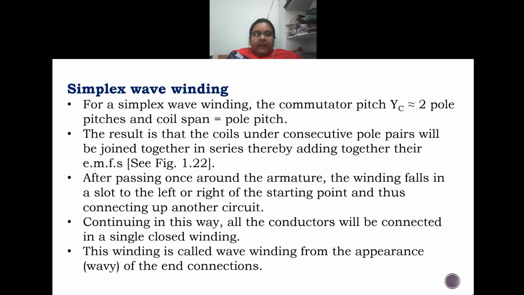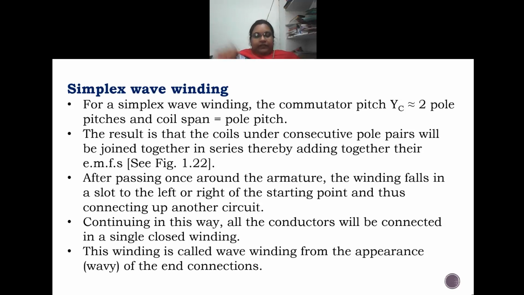After passing once around the armature, the winding falls in a slot to the left or right of the starting point and thus connects up to another circuit. So how will it end? Like this. After passing through the armature, the winding falls in a slot to the left or right of the starting point and thus connects up another circuit.